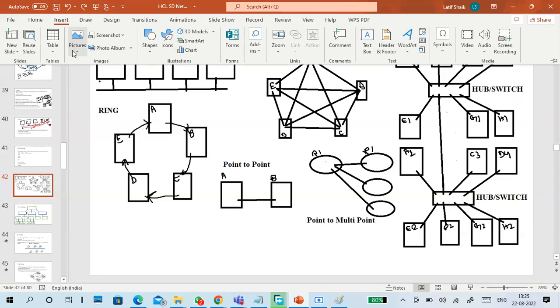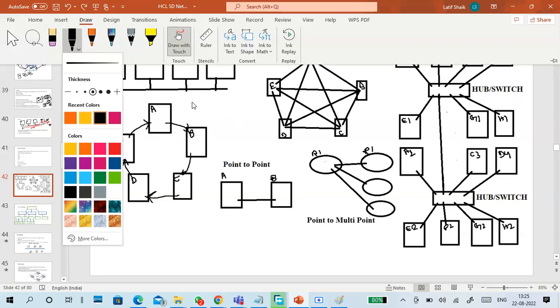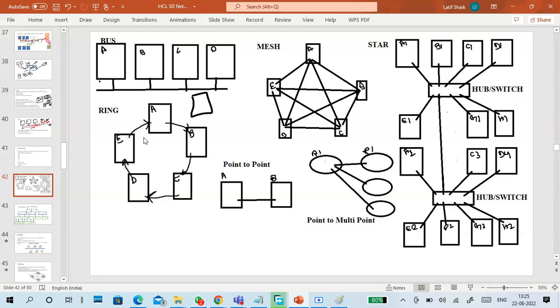But what is the difficulty here? It is not very difficult, but a small difficulty is there. If I get a new PC, for example, PC F is added, now I have to remove the connection A to B and implement A to F, F to B again, and then B to C, C to D, D to E, E to A. Again, a new system is added, and again I have to reconfigure the entire thing. So that is a difficulty. It is not a scalable one. It's not easy to scale. Okay guys.